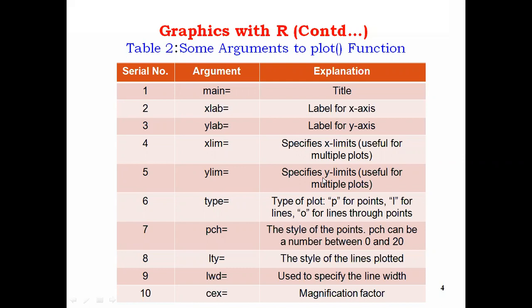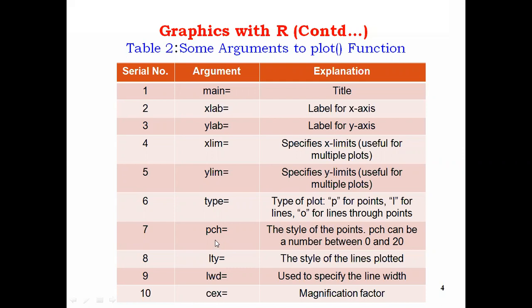And then number 6, this is type. So what is this type? Serial number 6, type equal to the type of plot. Type of plot, that means P for points, L for lines, O for lines through points. When we are going to draw, it will be more clear for you. Type of plot is what? Small p stands for points, L for lines, O for lines through points.